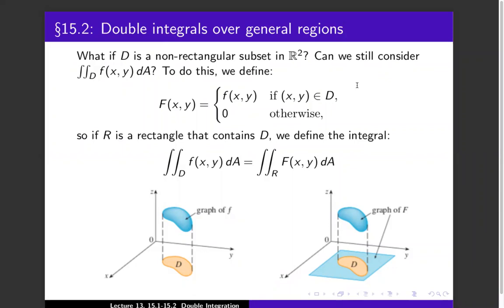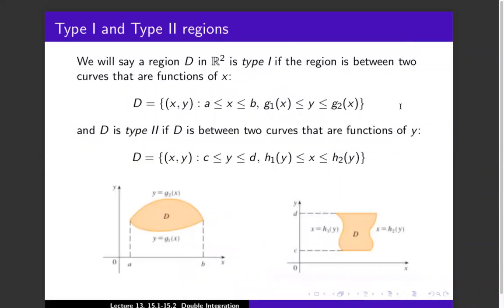So that's a reasonable definition, and then you're going to apply the same exact kind of reasoning as before. Now we're going to classify two different kinds of regions. One is going to be called type 1, and the other is going to be called type 2. A type 1 region is a region that you can define between two curves that are functions of x, like this sort of teardrop looking thing on the left.